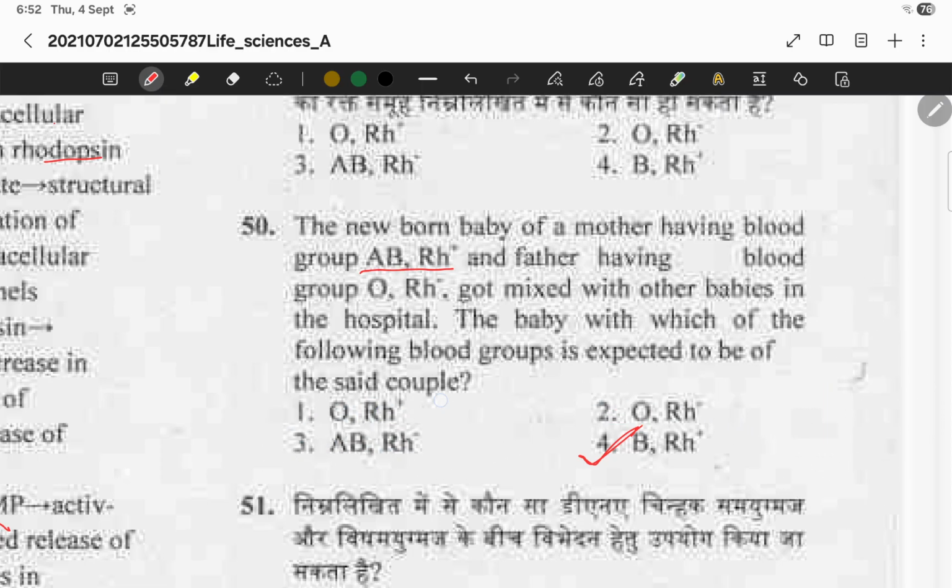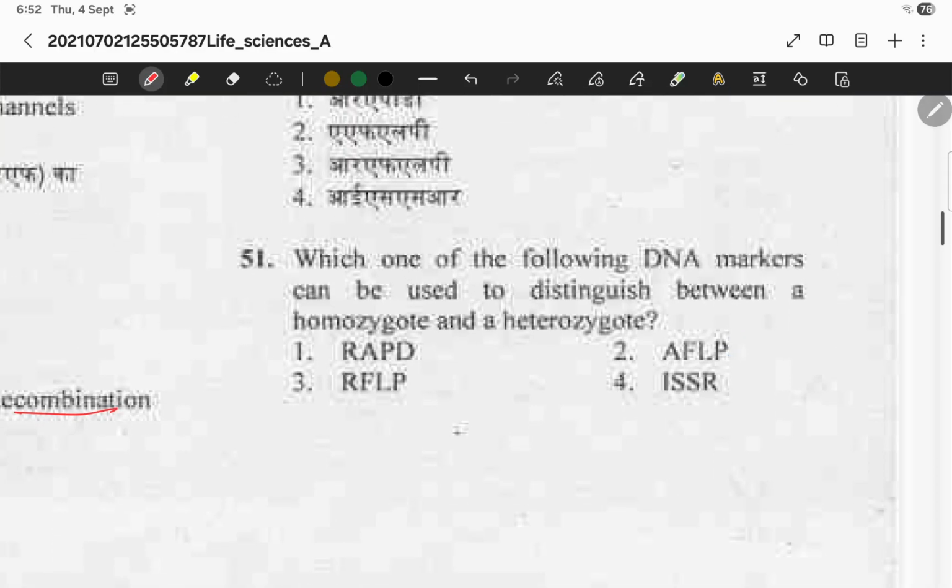Next question. Which one of the following DNA markers can be used to distinguish between homozygote and heterozygote? DNA marker that can distinguish between these two? I have no idea.